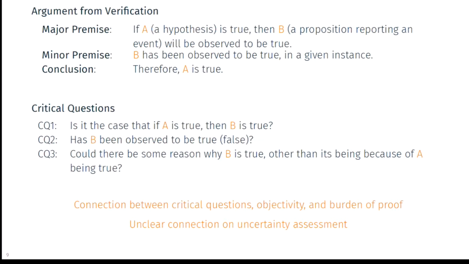that are even more important than the structure itself. The critical questions allow you to identify whether the argument is strong enough, or whether there are other arguments that might be important to consider, or whether there is any way to strengthen or weaken the argument itself. So you can ask yourself, is it the case that if A is true, then B is true? Is there a causal link between the two of them? Could there be some reason why the data is true other than because of A being true? So there are alternative explanations for the same phenomenon.